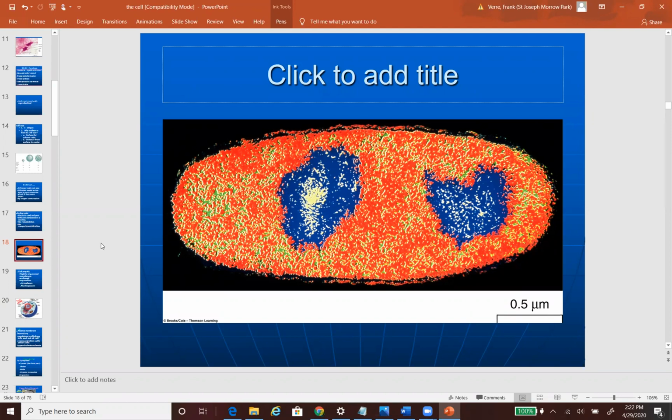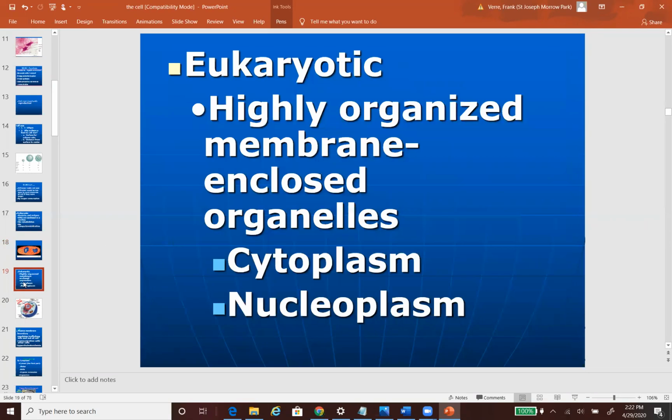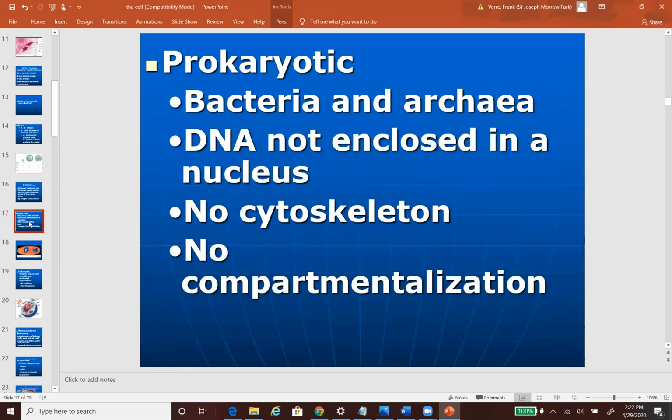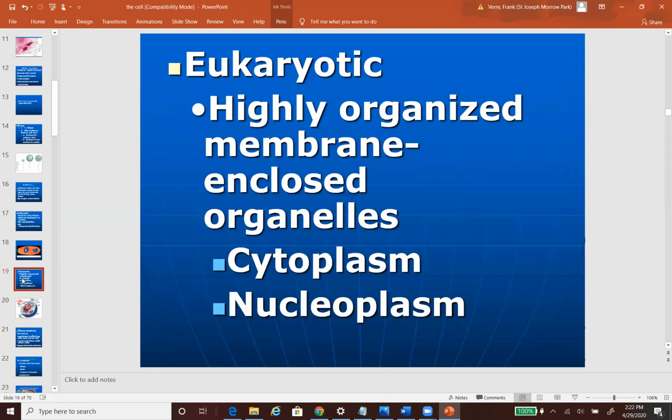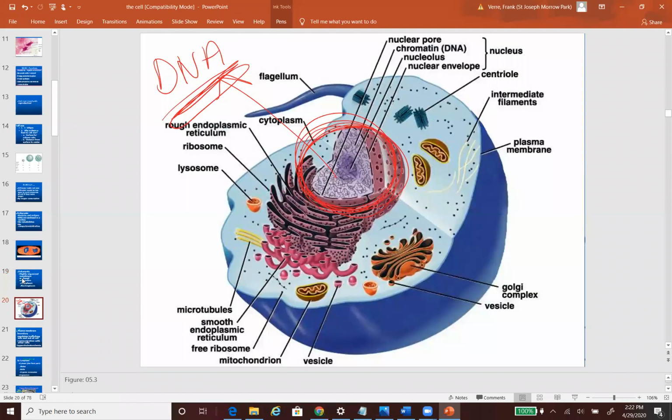So their DNA is a bit more vulnerable than it is in eukaryotic cells. Okay, so the major difference between those two types of cells: the prokaryotic cells again are bacteria, and everything else is made up of eukaryotic cells. So that would be us, insects, raccoons, fish, plants. They're all eukaryotic cells.